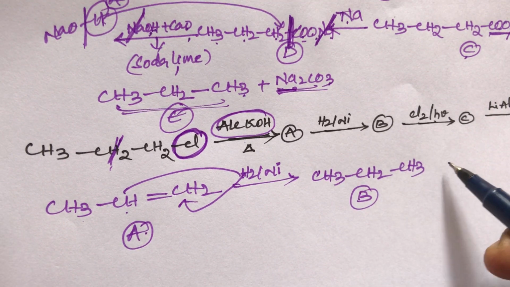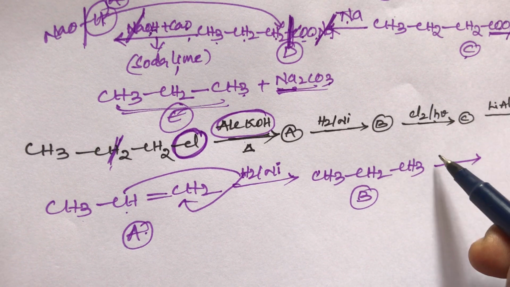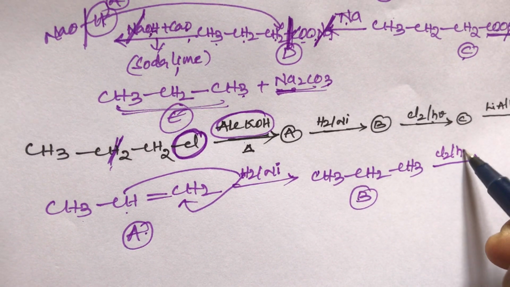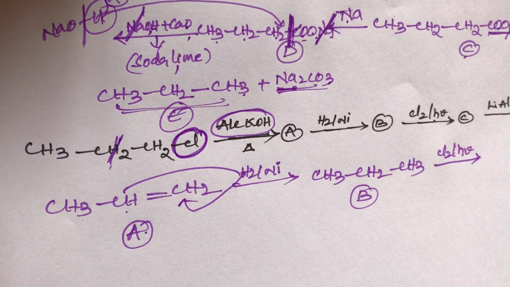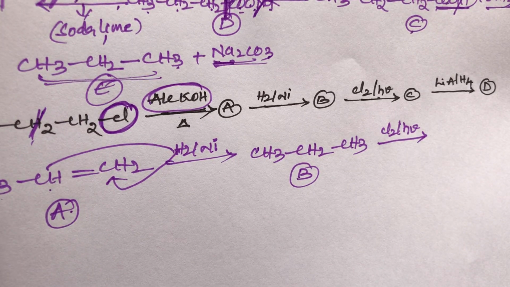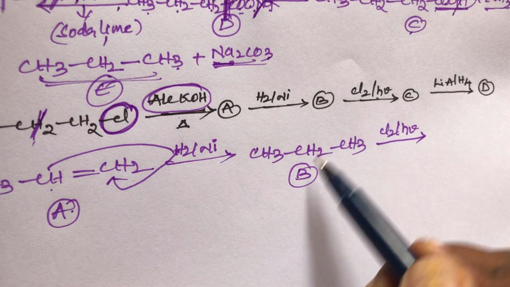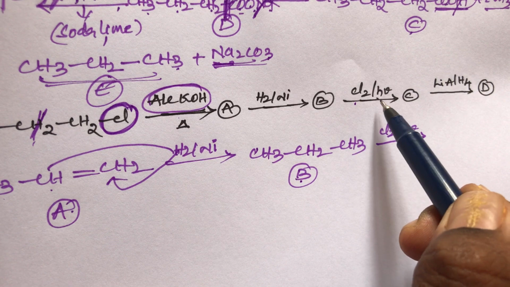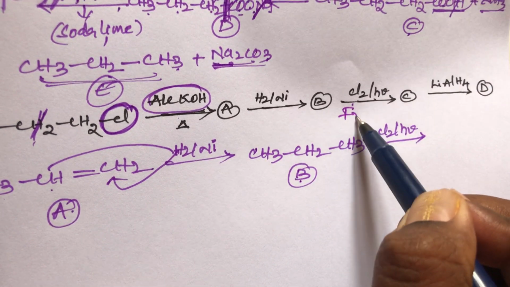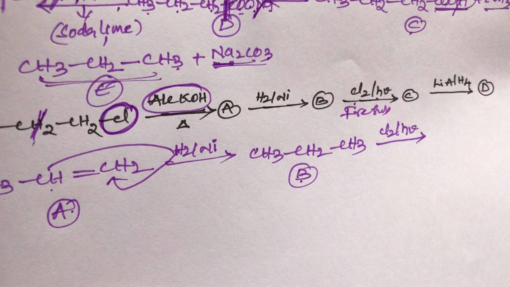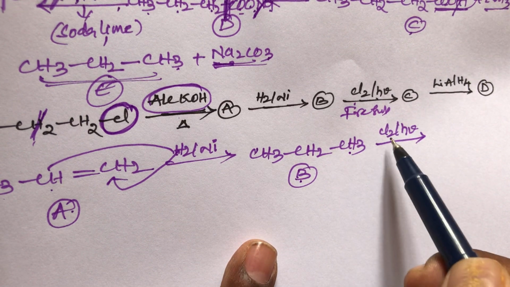So this B compound reacts with Cl2 in the presence of sunlight. What is the role, student? That is halogenation. Halogenation means what, student? That is replacement of one hydrogen by chlorine. Halogenation is a substitution reaction. Propane, the B compound, reacting with Cl2 in the presence of sunlight belongs to free radical substitution reaction. Substitution means one hydrogen is replaced by one chlorine.